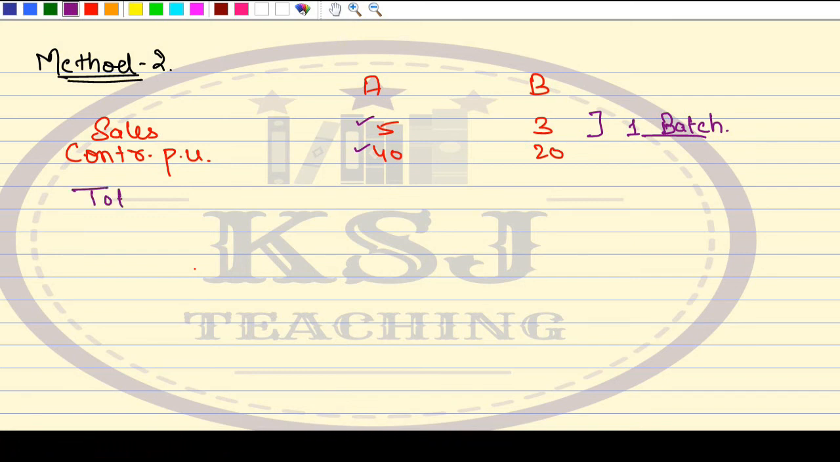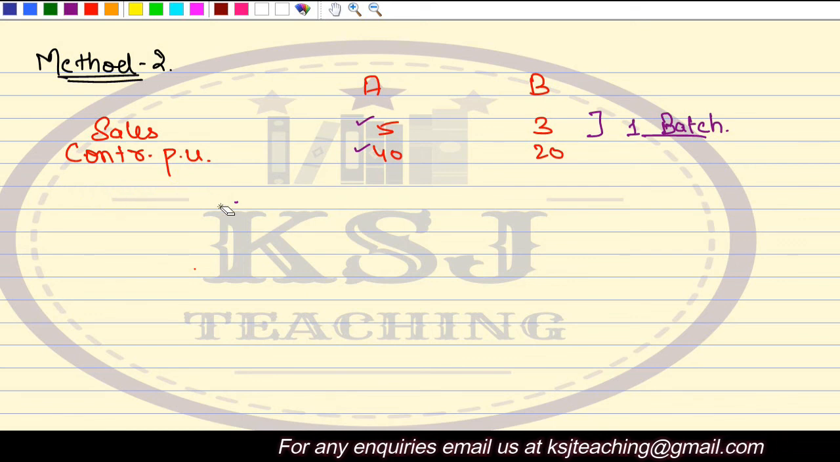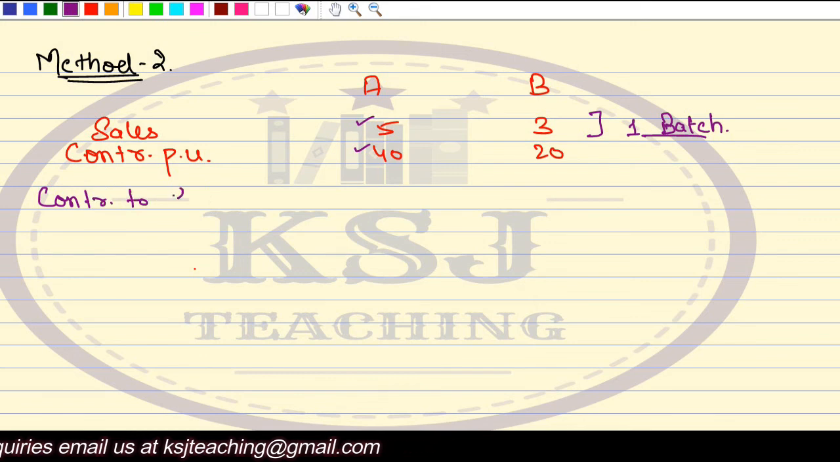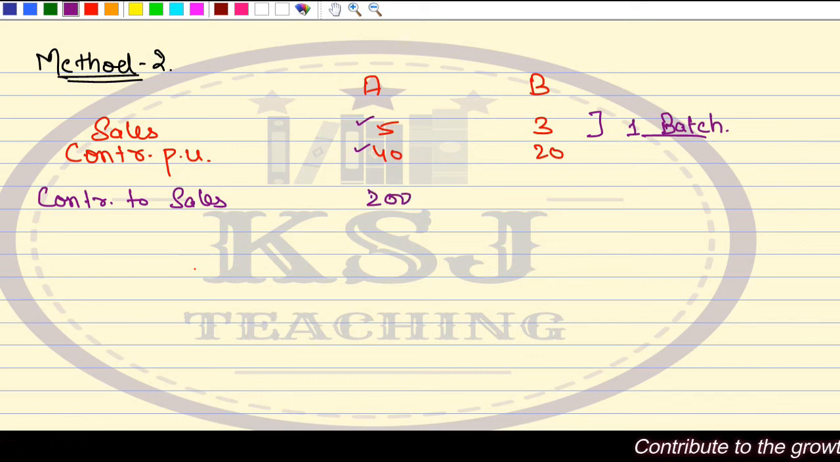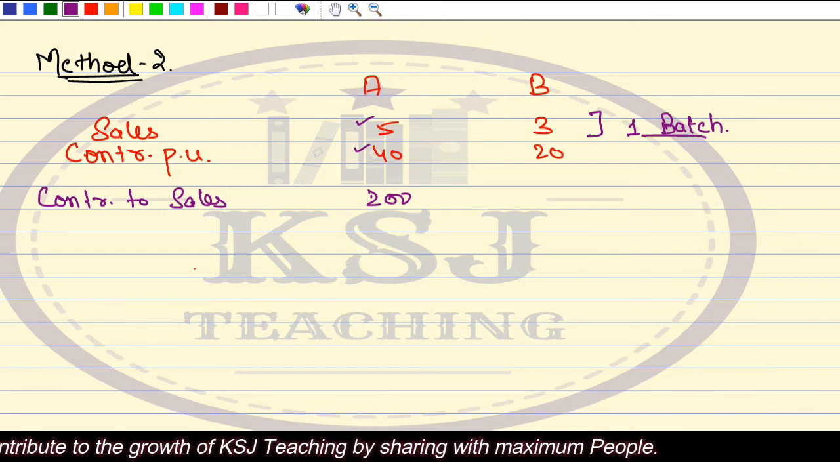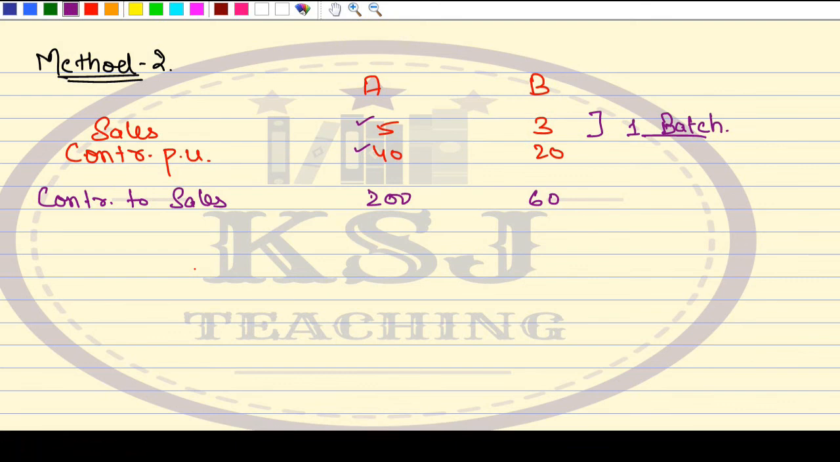So what is your total contribution? According to the sales ratio, we call it the contribution to sales ratio. If you are selling 5 units and your contribution per unit is 40, total you are earning 200. And if you are selling product B, 3 units with 20 as the contribution per unit, total contribution is 60. This is the contribution in the sales mix.